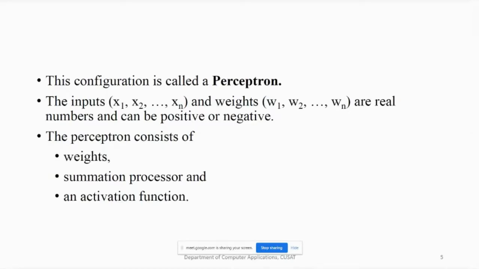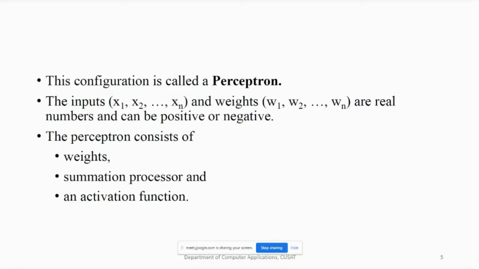And here each input is individually weighted, and these weights represent the significance of these inputs, because all the inputs are not equally significant. Here w1 represents the weight associated with the first input x1, w2 the weight associated with the second input x2, and so on. So each input is individually weighted.